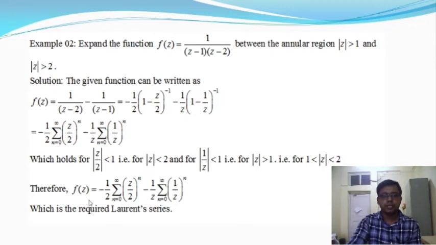Therefore f of z is equal to minus 1 by 2 summation over n equal to 0 to infinity of (z by 2) whole to the power n minus 1 by z into summation over n equal to 0 to infinity of (1 by z) whole to the power n, which is the required Laurent series in the region 1 less than modulus of z less than 2. That means in the annular region bounded by the two concentric circles whose radii are 1 and 2.